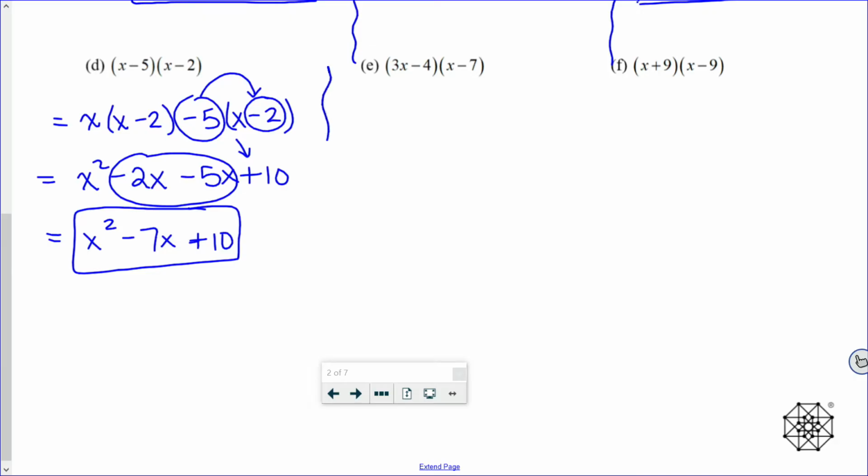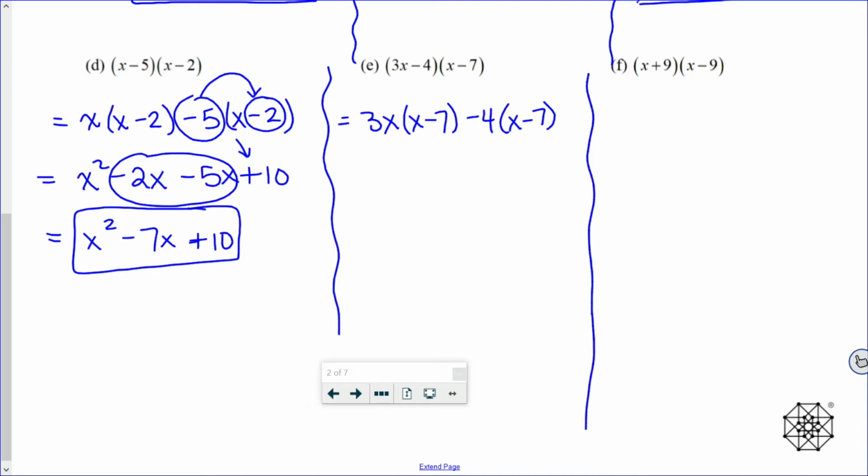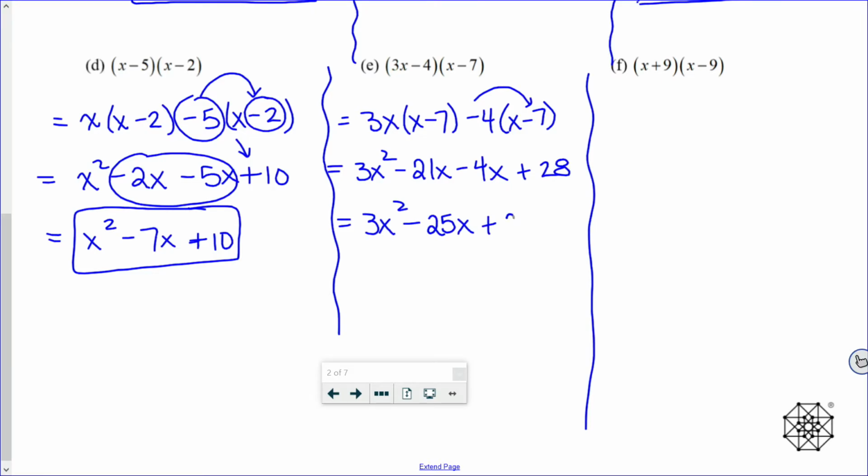All right, let's take a look at letter E. In this case, we will start off with 3x times x minus 7 minus 4 times x minus 7. 3x times x is 3x squared. 3x times negative 7 is negative 21x. Negative 4 times x is negative 4x. And negative 4 times negative 7, again, we need to be careful here. That's where a lot of students will make a mistake, is positive 28. Nothing combines with my 3x squared, and negative 21 and negative 4 combine to be negative 25x plus 28.